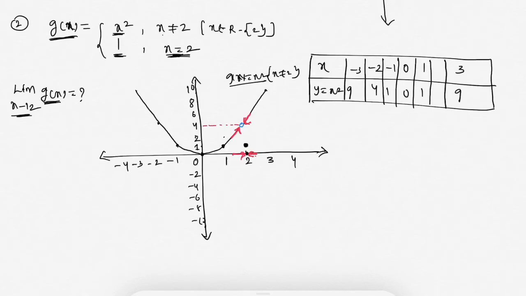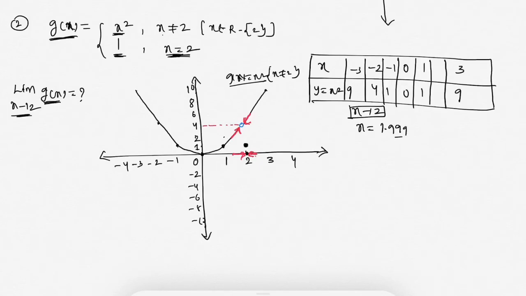So finally we can say, as x is approaching 2, g of x is approaching 4. What does it indicate? Suppose I take x tends to 2, which means x equal to 1.999.